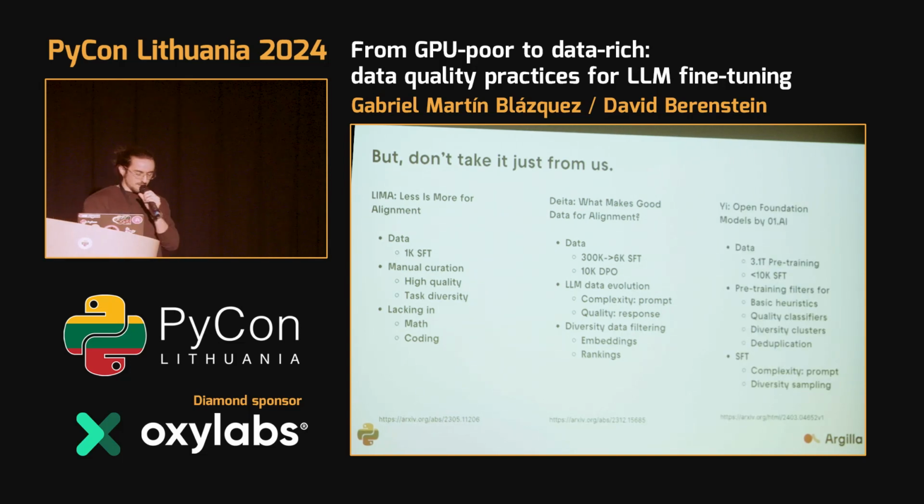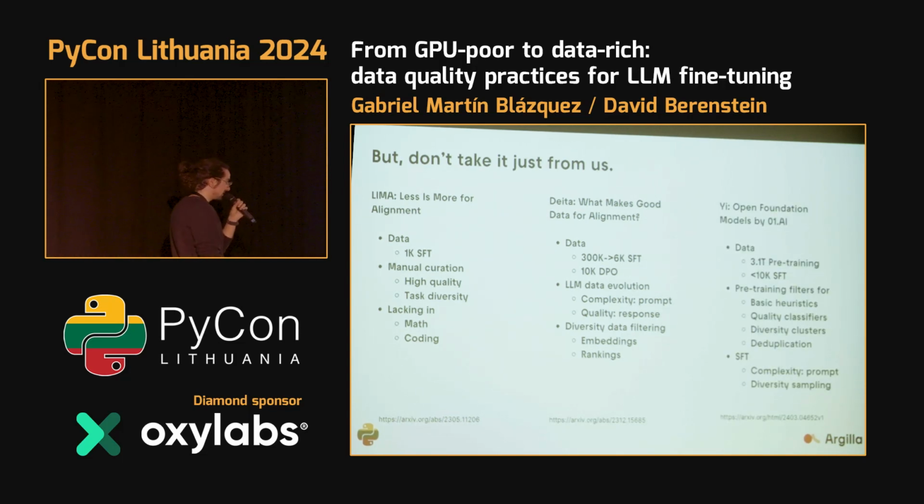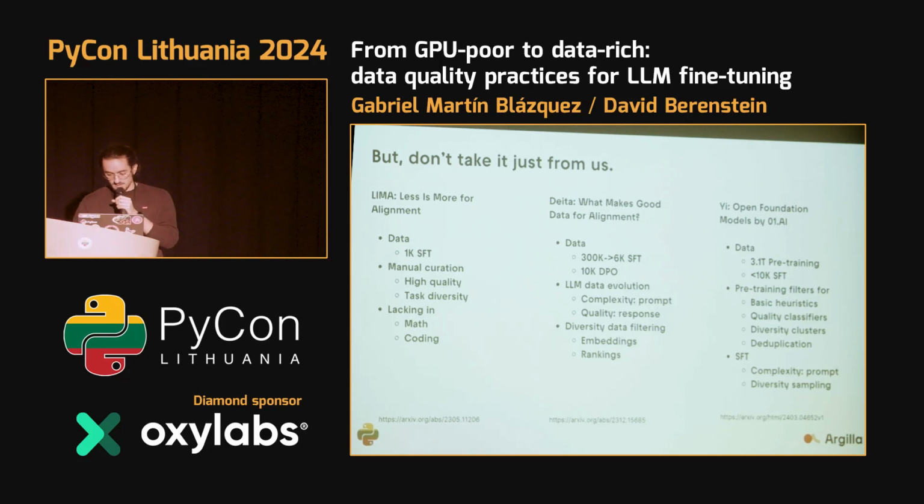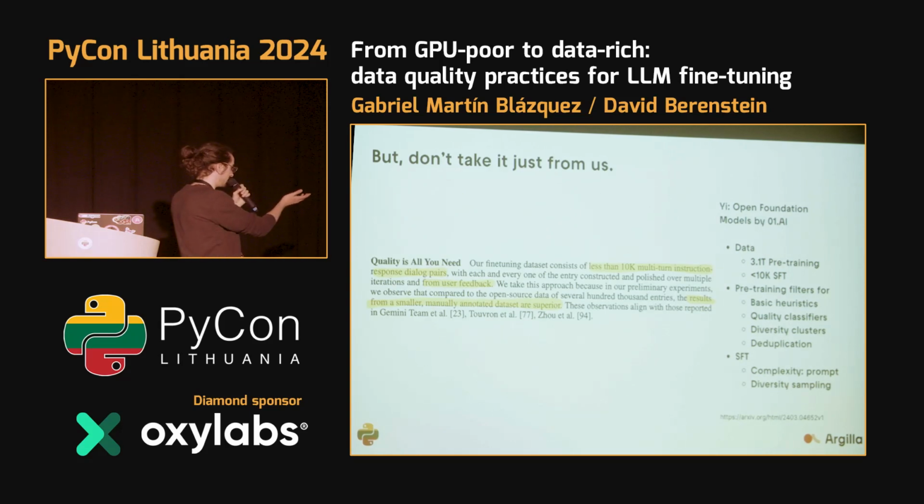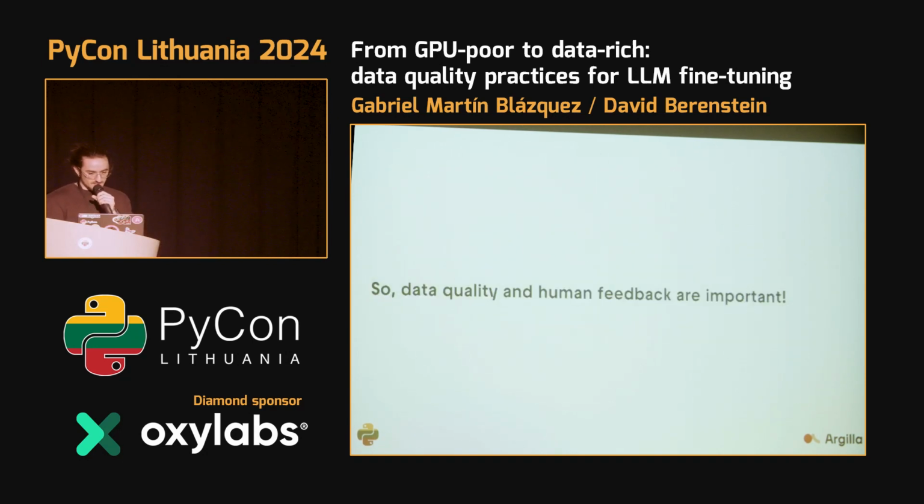And yeah, finally, 01.ai published their report about the Yi family of models, which are state-of-the-art models. And they mentioned something very interesting, and that is that for the instruction fine-tuning phase, they used less than 10,000 rows for fine-tuning these LLMs. And they achieved that with human annotation. I took this paragraph from their paper because it's beautiful. So data quality and human feedback are important.